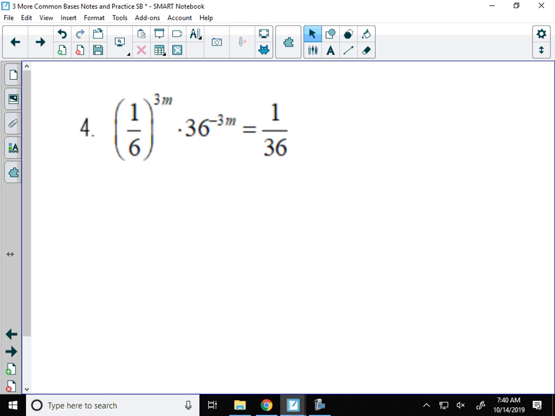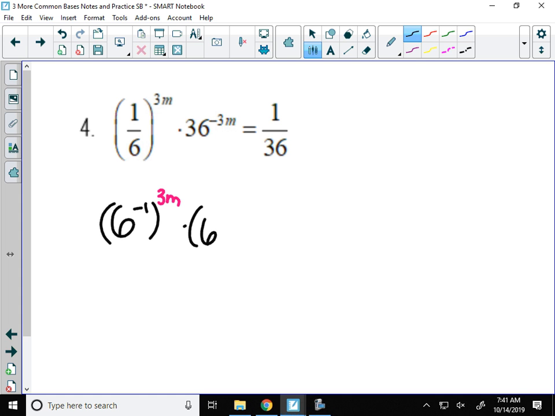So let's see, if I have a fraction, remember that means your exponent when you rewrite it is going to have a negative exponent. So this 1/6 will be 6 to the negative 1 power. The exponent of 3m stays the same. 36 gets rewritten as 6 squared, and its exponent of negative 3m stays the same. And then 1 over 36 gets rewritten as 6 to the negative 2nd.